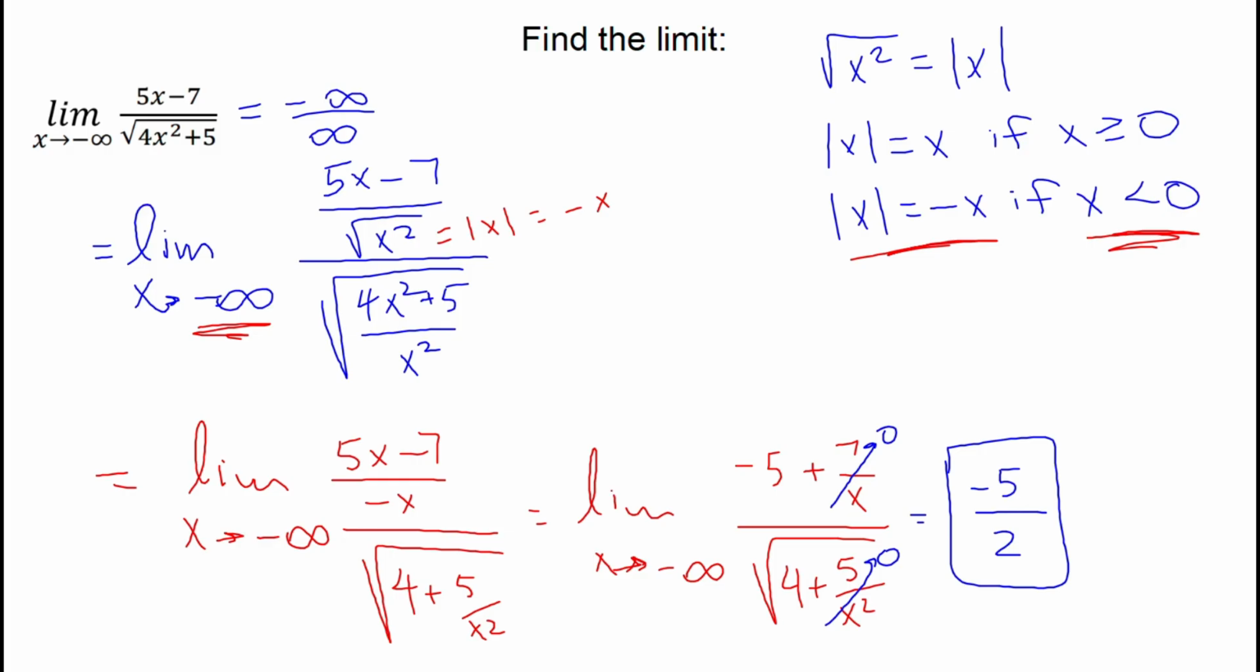And remember that if x was approaching positive infinity, then our x would be greater than or equal to 0, so the absolute value of x would become x instead of the opposite of x.